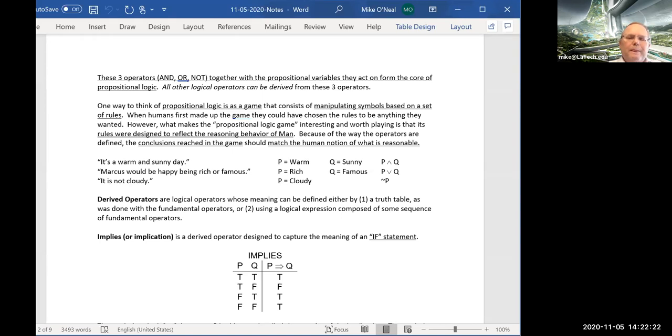So I think we covered everything in this little paragraph here about propositional logic. It's a game. The rules were defined to reflect the reasoning of man. And by the way, when you say man and capitalize the M, that means humanity. It's not male or female. It's all of us. Sometimes you'll hear people use a phrase like, from the mind of man. It just means people, humanity.